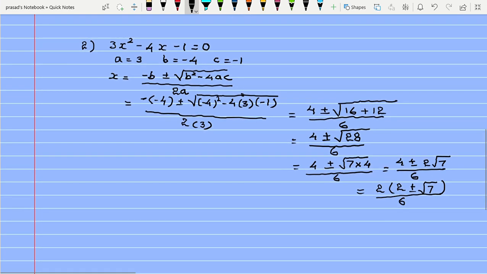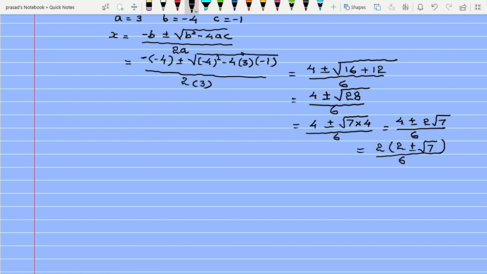So now I can cancel 2 with 6. So that will be 2 plus or minus root 7 upon, now 2 and 6 will cancel, that will give me 3. So what are the two roots of this quadratic equation? x is equal to 2 plus root 7 upon 3, or 2 minus root 7 upon 3.